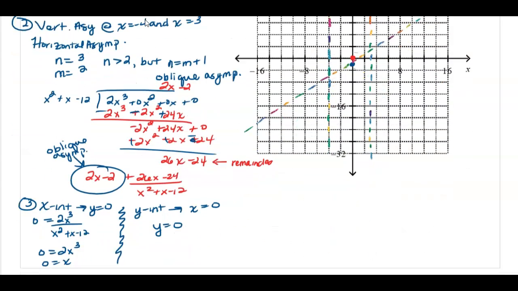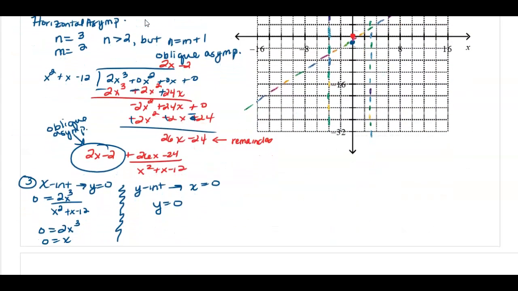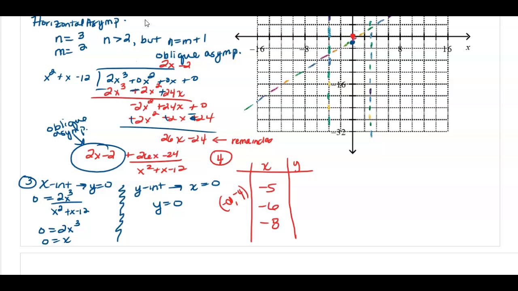All right, now we have to do our intervals. We have 3 intervals. So this first interval we'll do from negative infinity to our first asymptote at negative 4. Then we have our x and our y. So let's do 3 x's: negative 5, negative 6, negative 8.